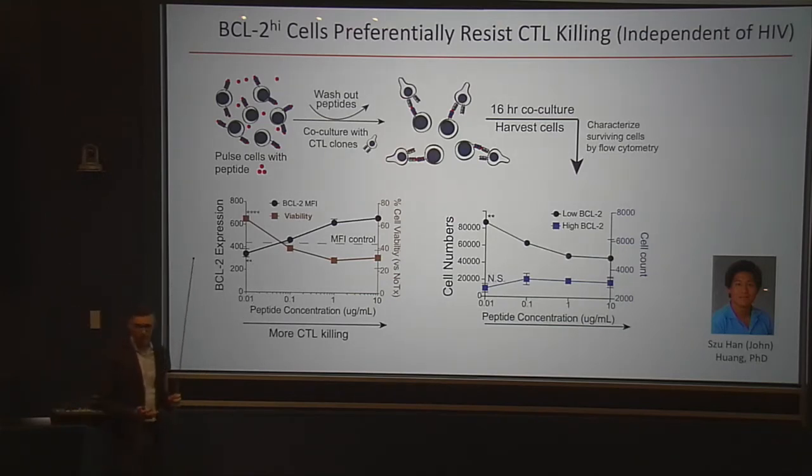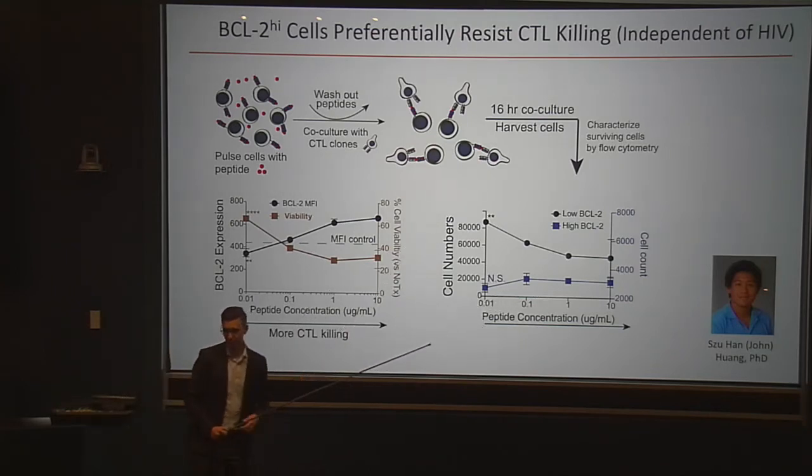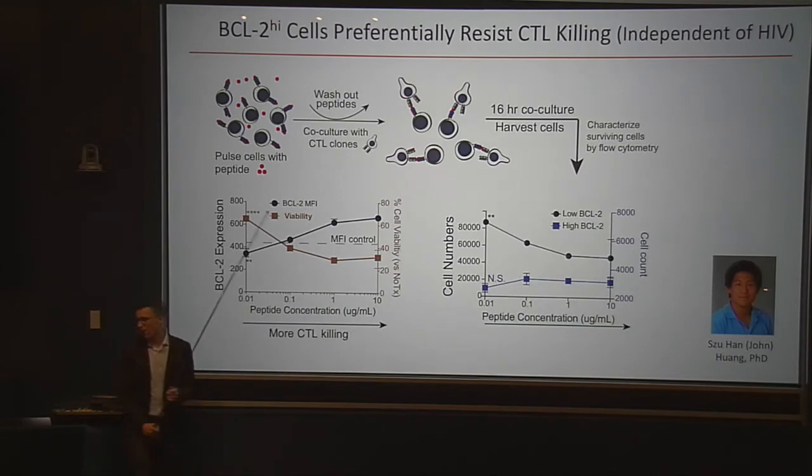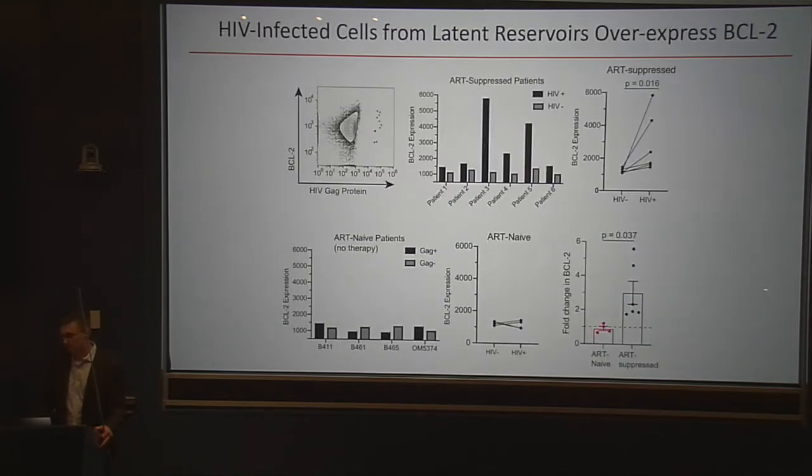And we can look at this at a cell number level also. We see we're getting killing, depletion of the cells that have low levels of BCL2, but not those that have high levels of BCL2. So BCL2 seems to be able to protect the cells from dying, but what does this have to do with the HIV reservoir, so those cells that survive for a long time in people on treatment? So remember, these are present at a frequency of 1 in a million, so they're really hard to study.